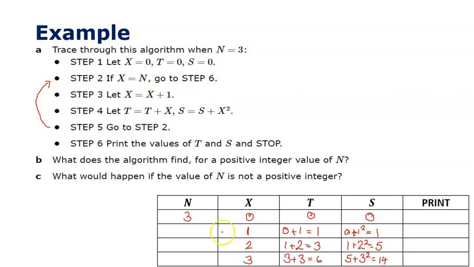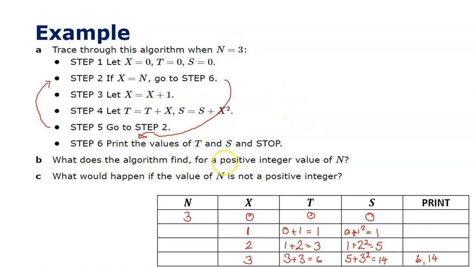If x is equal to n, now it is 3 and 3. So now I go to step 6, and it just says print the values of t and s and then stop. So t was 6, s was 14, and I've stopped. There you go, I've done it.